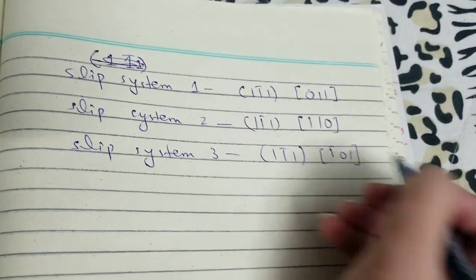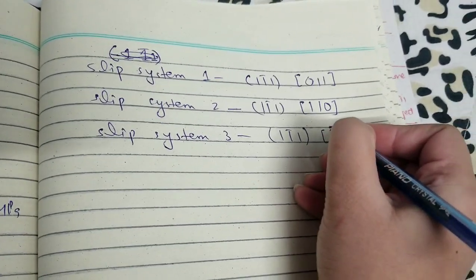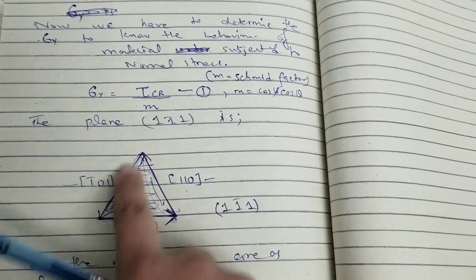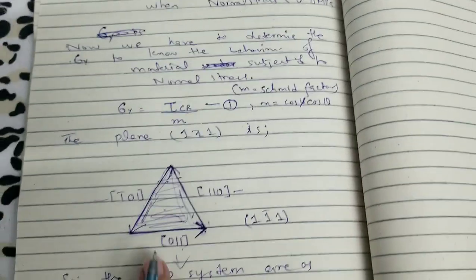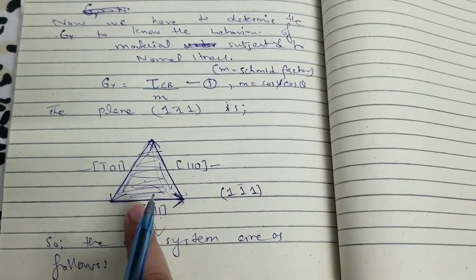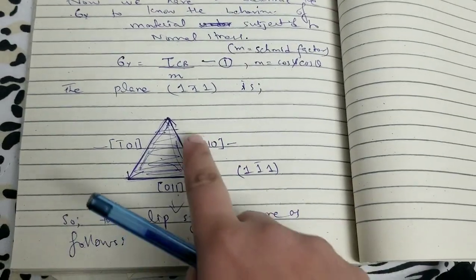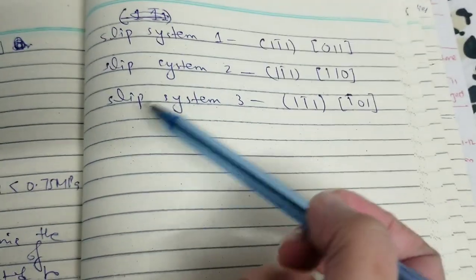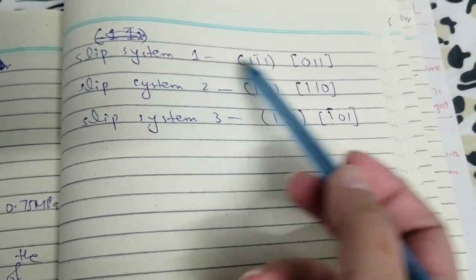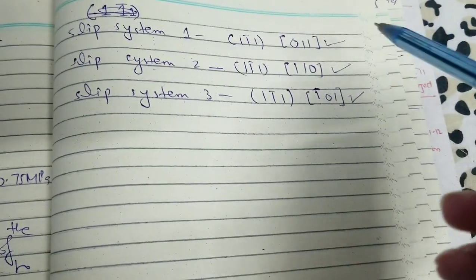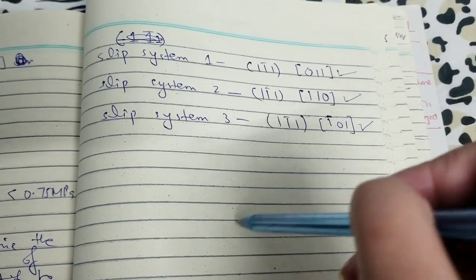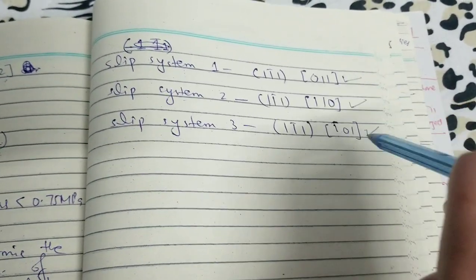You have to remember these directions for now if you have less time, but you can easily find the Miller indices of these directions. So these are the 3 slip systems for a single plane. The plane can undergo deformation due to slip in these 3 directions. That is why we have divided them into 3 systems. We call them slip system 1 corresponding to this direction, slip system 2 corresponding to this direction, and slip system 3 corresponding to this direction for the same plane.